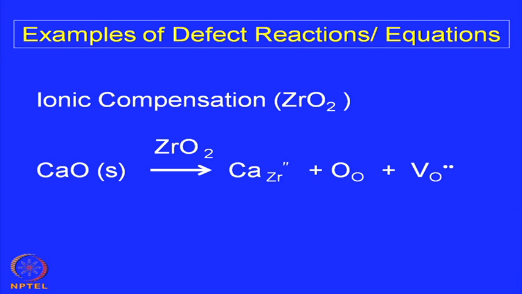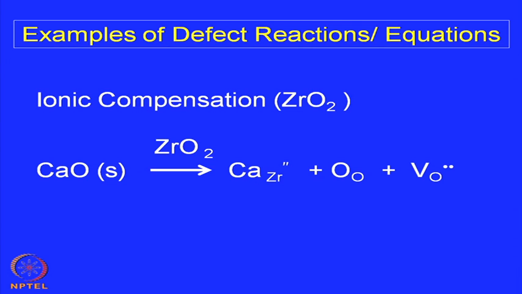So, there is a charge imbalance in the lattice, in the cationic site. Calcium goes to the zirconium site, and there is a deficiency of 2 positive charges. This was tetravalent and this is divalent. Now, this charge has to be balanced, then only can calcium go into the solid solution. Otherwise, if the charge cannot be balanced, then it cannot form a solid solution.